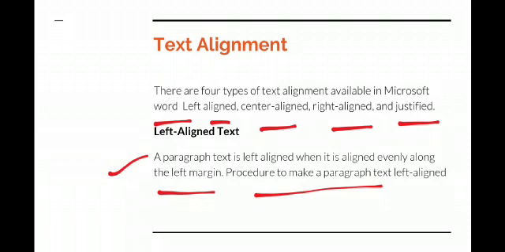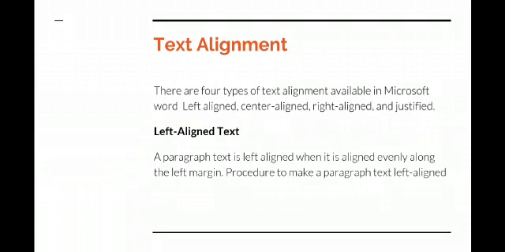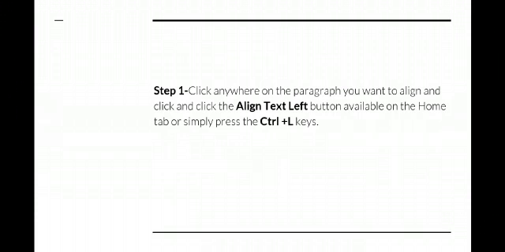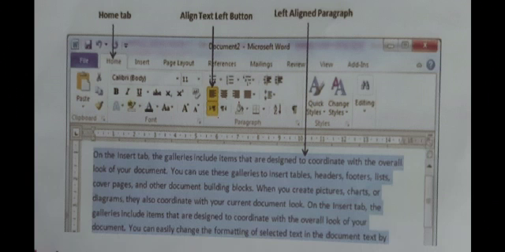Procedure to make a paragraph text left aligned. Step 1 is click anywhere on the paragraph you want to align, and click the Align Text Left button available on the Home tab, or simply press Ctrl plus L. You have seen the left alignment. Home tab, align text buttons, left aligned paragraph you have seen on these slides.